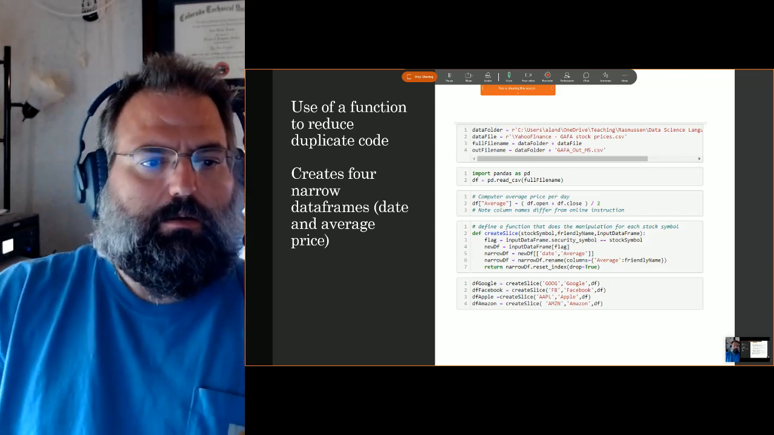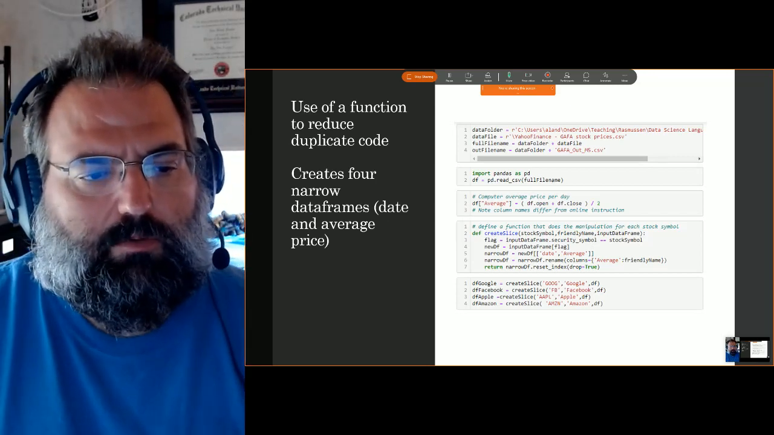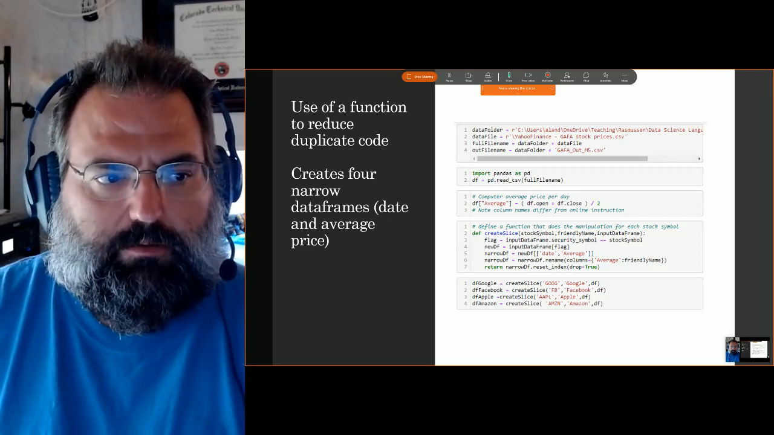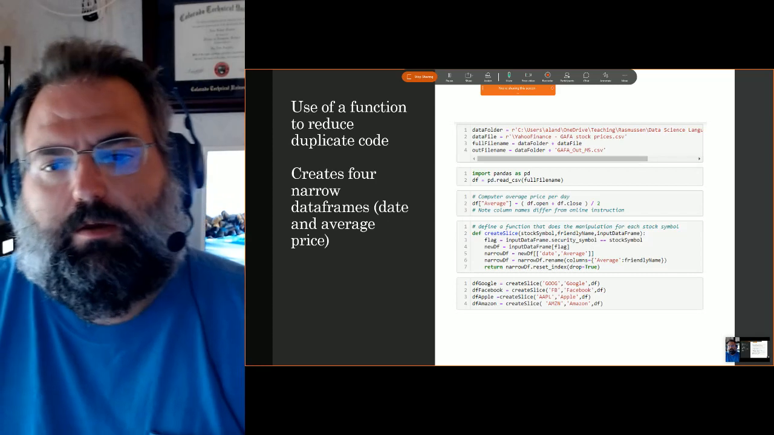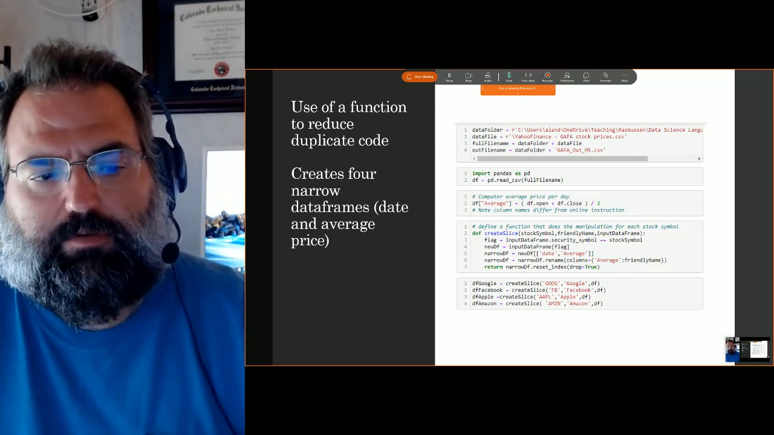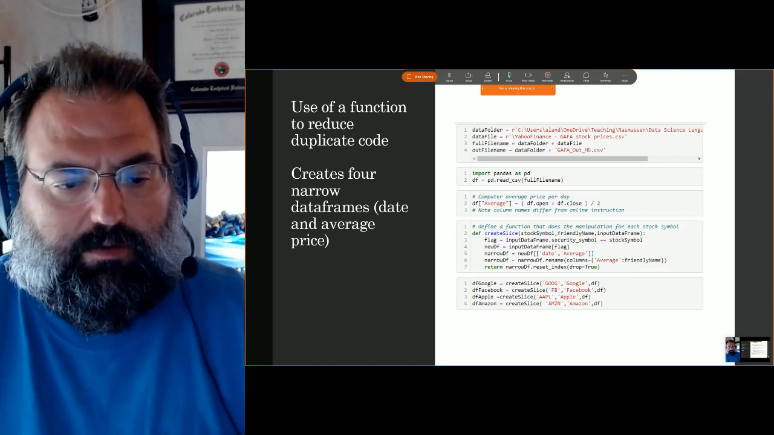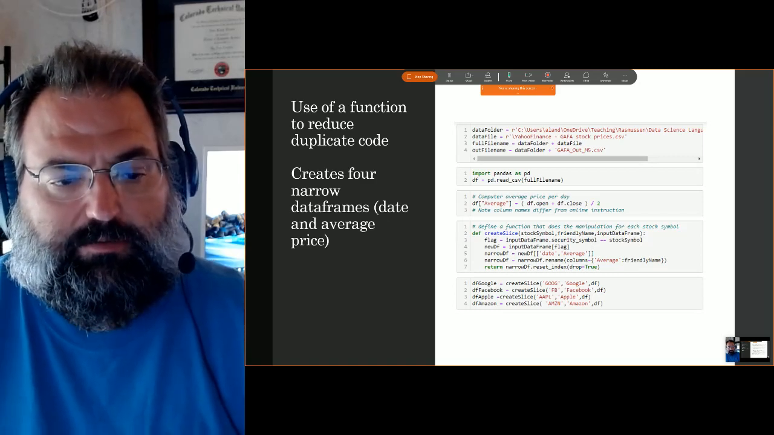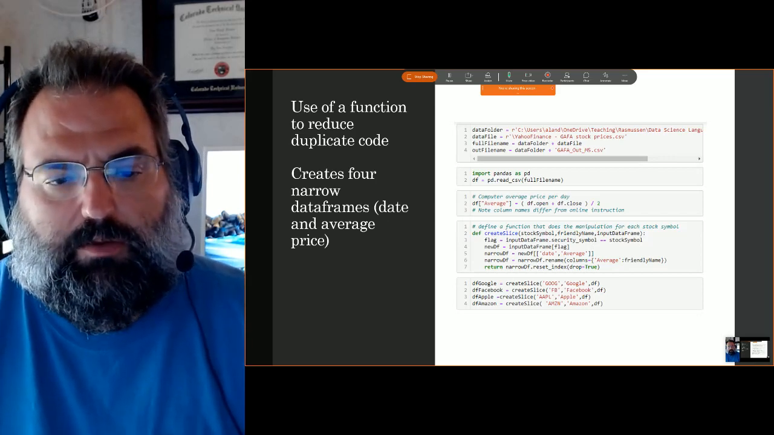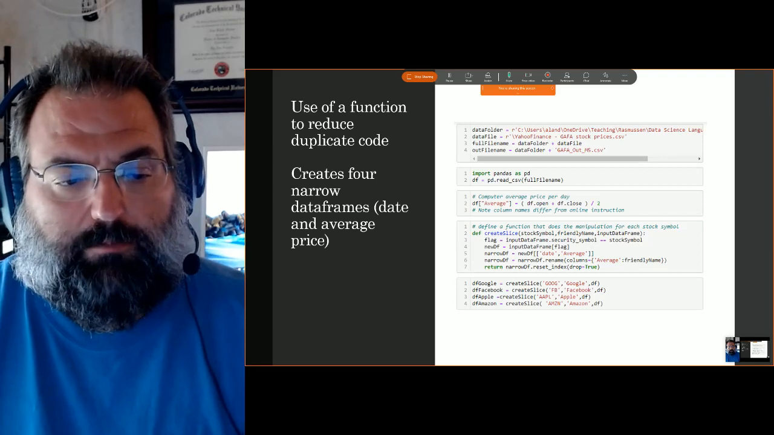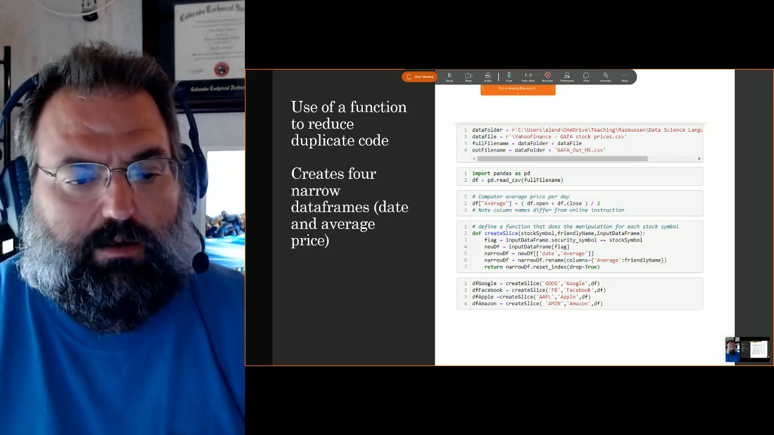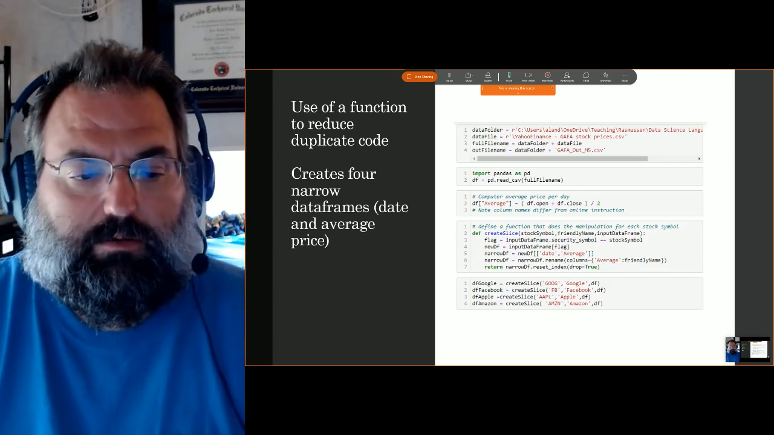So back to the idea of classes and functions and so on. A key concept is to try to reduce the amount of code you have, and that's where functions come into play. In this case, I've created a function called createSlice, which basically pulls out a given stock from the data set that we're working on, and pulls out the average for that stock based upon the date, right?